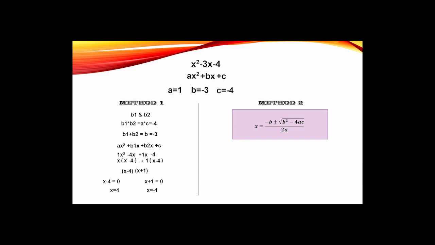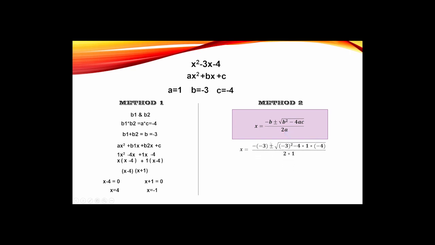Now we have x equal to minus b, and b we have minus 3. Therefore minus b will become minus of minus 3, plus or minus square root of b square, that is minus 3 square, minus 4 into a, which is 1, 4 into 1 into c, we have minus 4, 4 into 1 into minus 4, whole divided by 2 into 1.